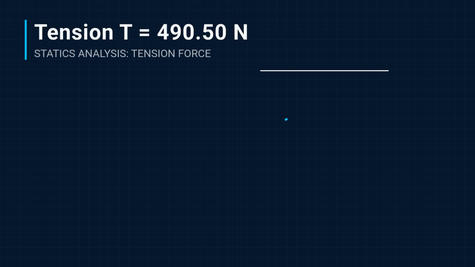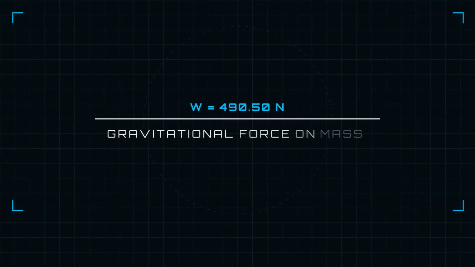The results show tension T equals 490.50 newtons. This is the force in the rope needed to support the 50 kilogram mass at a 30-degree angle. The weight W also shows 490.50 newtons, which represents the gravitational force on the mass.